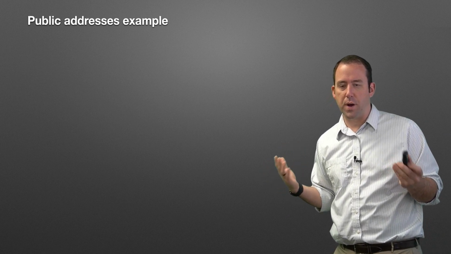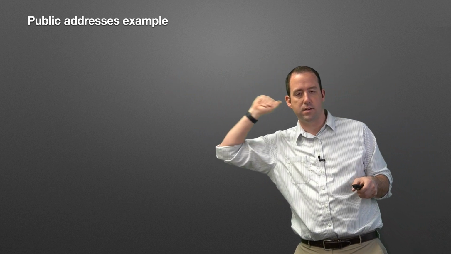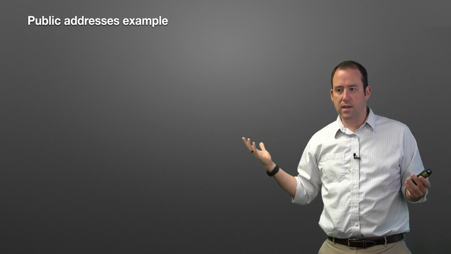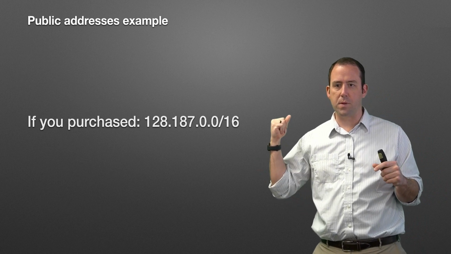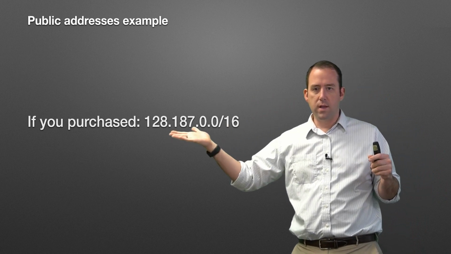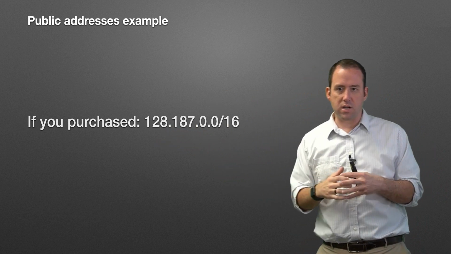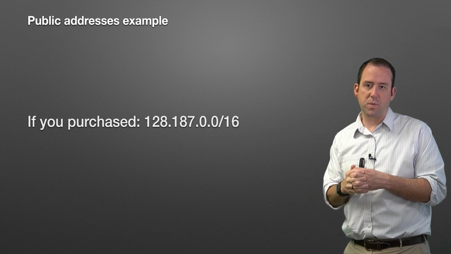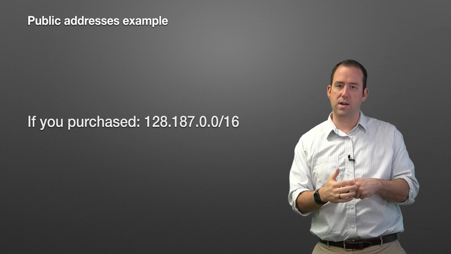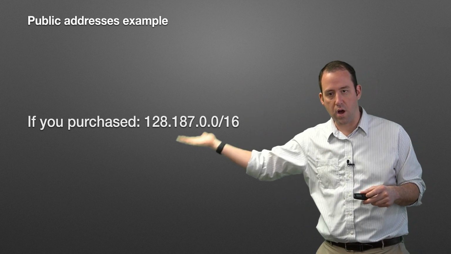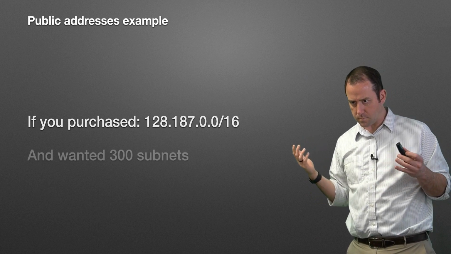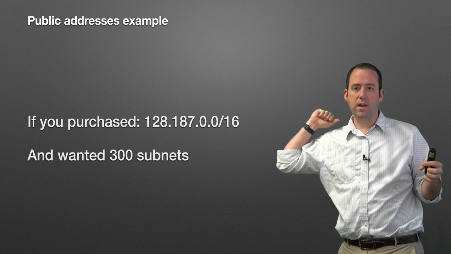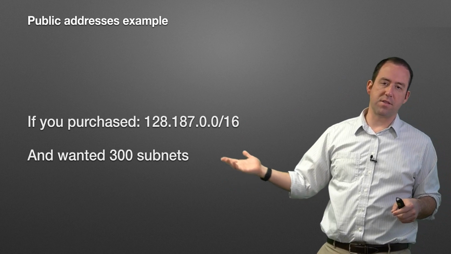So let's do one more example, and this time we're going to use public addresses, because 10.0.0.0, that's our private address space. But let's do a public address space example, just a fairly simple example, just to talk about how that might work. So if you were an organization and you had purchased this Class B address block of 128.187.0.0/16, you control all of 128.187.0.0/16.